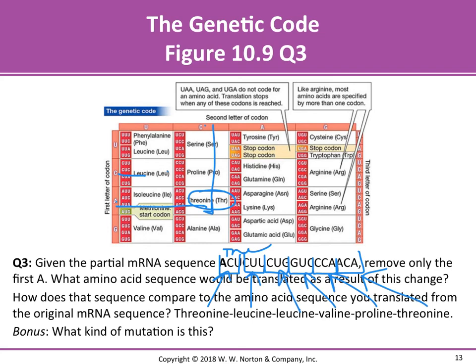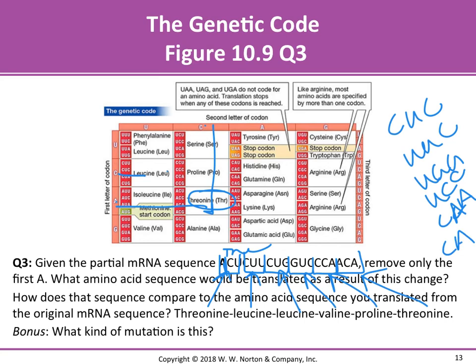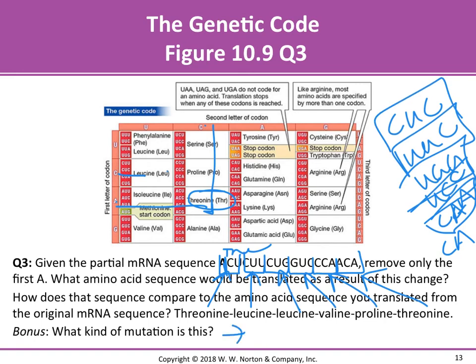The question is, what if we get rid of this A? And now our first codon is CUC. And our second codon is UUC. And our third codon is UGG and UCC. I'm running out of room. UCC, CAA, and then we have that CA that falls off. So you can just go through and use a little chart and figure it out. Yay! What kind of mutation is this? A deletion if we take that guy out. Yay!